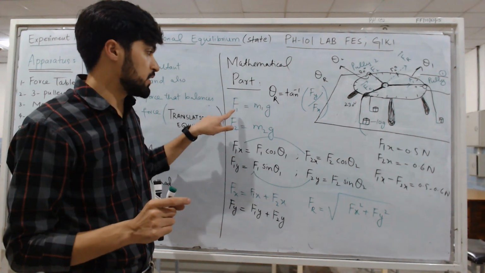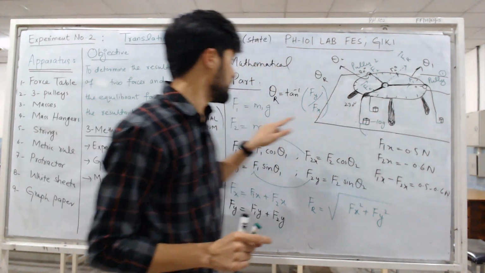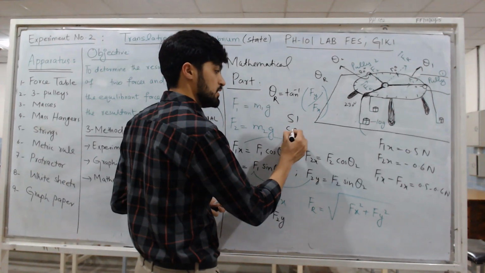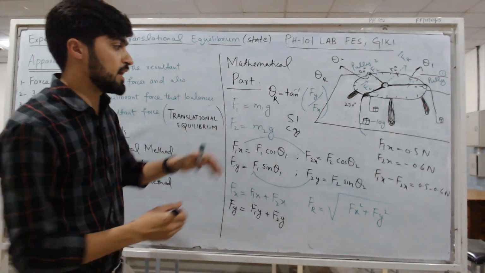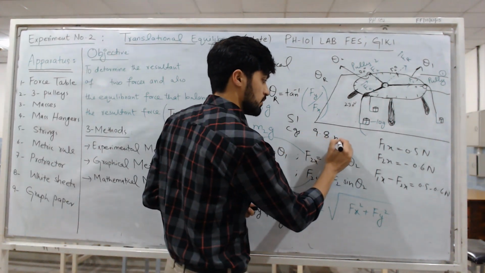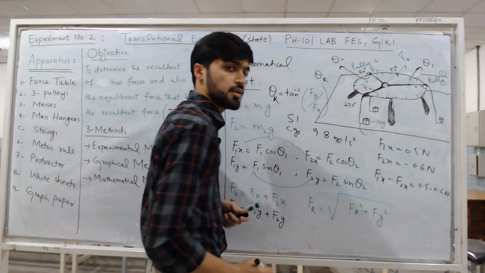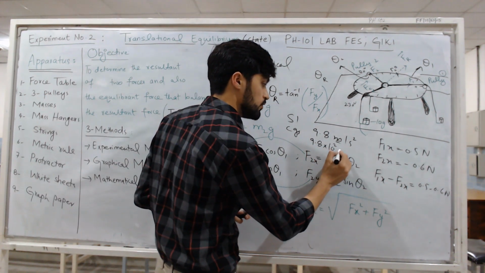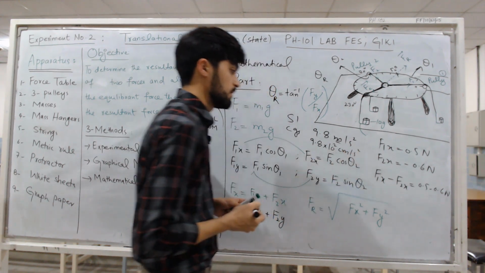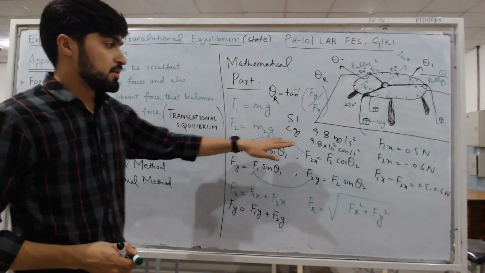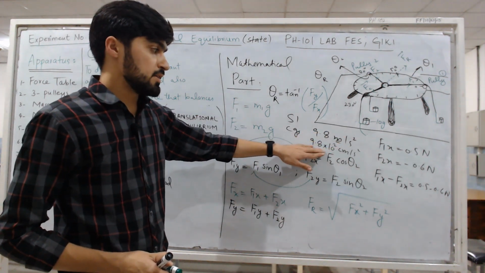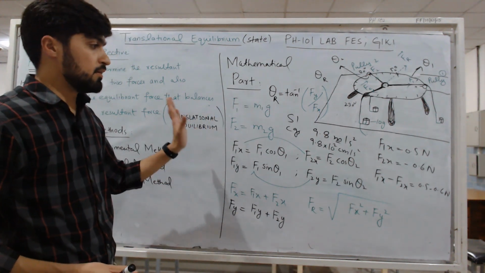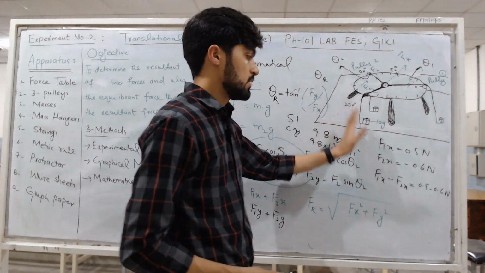F1 you can calculate from here. Masses are given and g is 9.8 meter per second square. Now keep in mind, you have to use SI or CGS. Either you convert this 9.8 meter per second square, converting meter into centimeter, so it means 9.8 into 10 raised to the power 2 centimeter per second square. So the masses are in grams, the gravitational acceleration is now in centimeter per second square, theta is in degree, and the forces are in Newton.